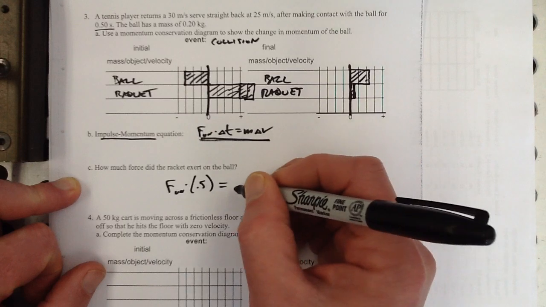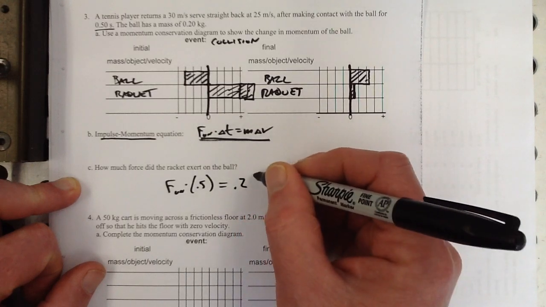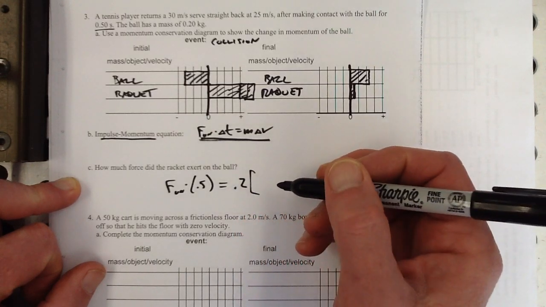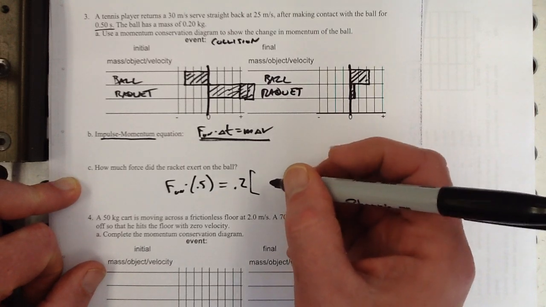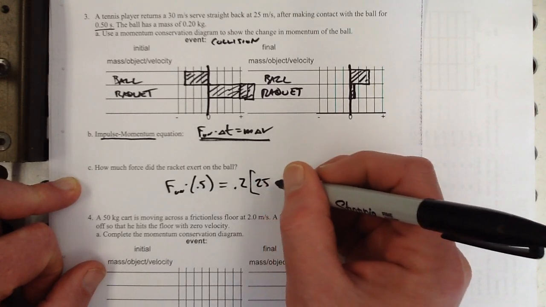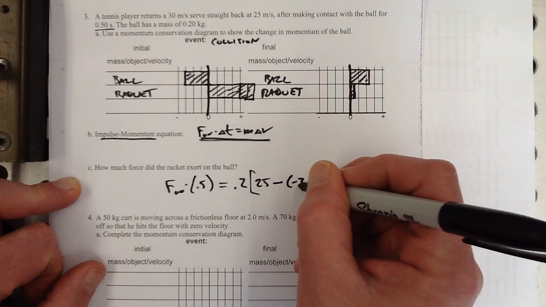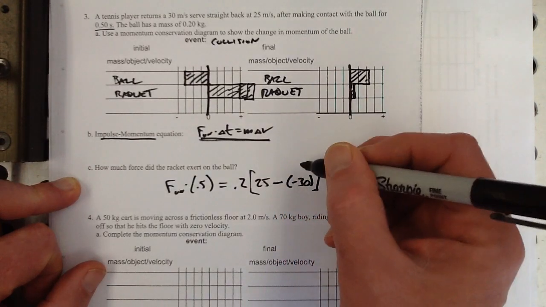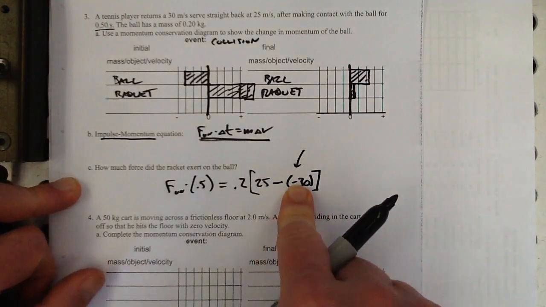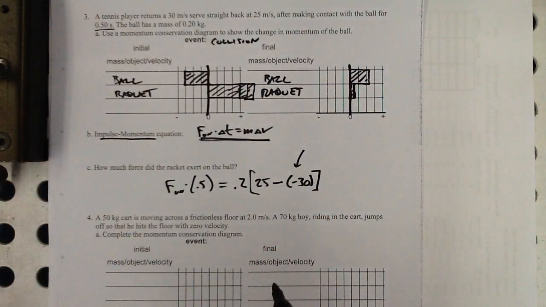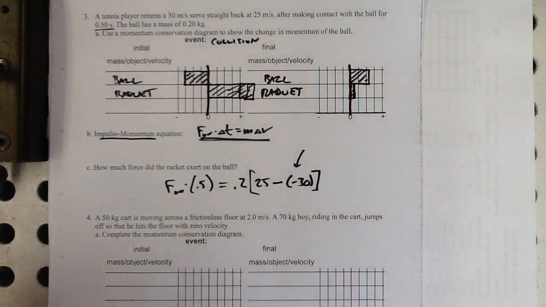equals the mass of the ball is 0.2. And then the change in velocity is final velocity, which is in the positive direction at 25, minus the initial velocity, which is 30 meters per second in the other direction. That's the #1 mistake that I see, is forgetting that negative sign. So please be careful. I'm going to go over to my calculator and do some button pushing.